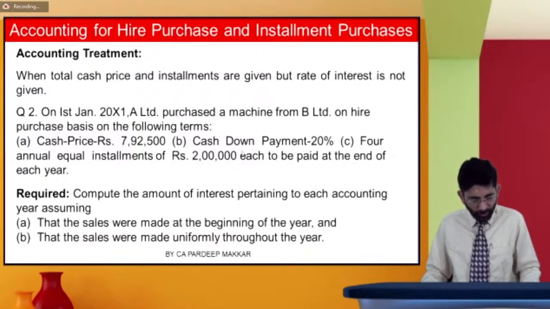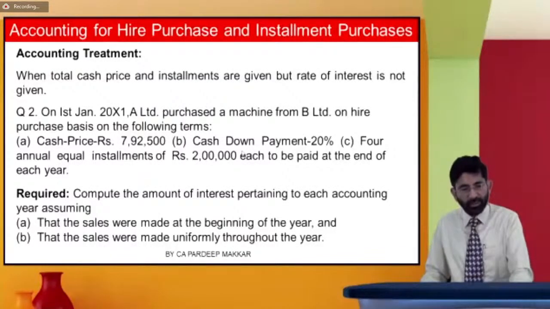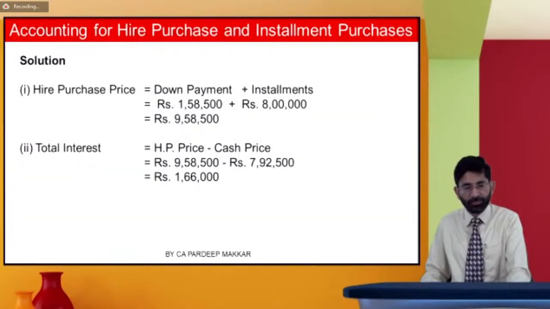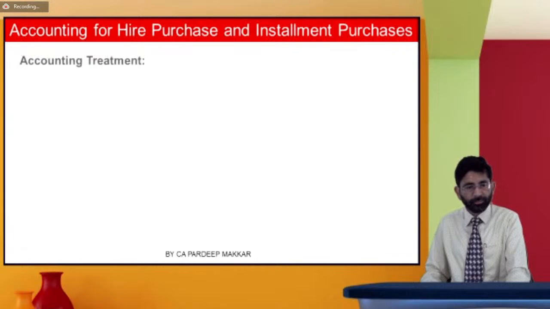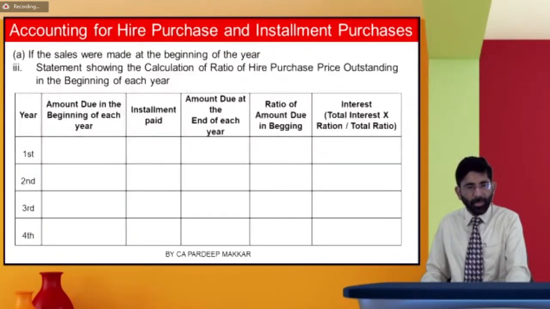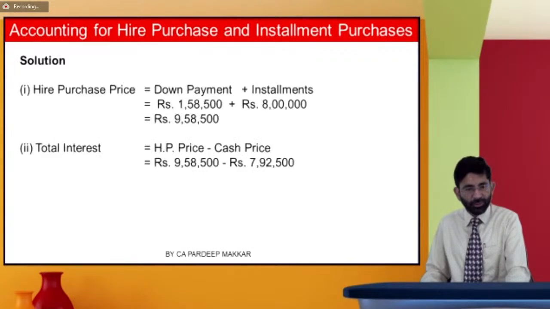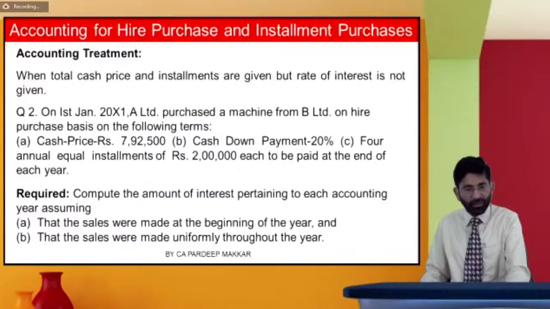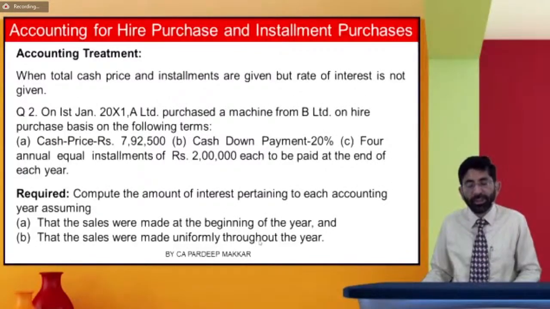No IRR used here, sir. Yes, beta. There is no need of using any IRR. It is a very simple and sober question. And I assume that IRR or anything else is not required in these questions. Now, when only installment, the next point is also there. If the sales were made at the beginning of the year, the second option was also there. He was asking if the sales were made uniformly throughout the year. This type of question comes very rare in the examination, but even then we would like to solve it for you.